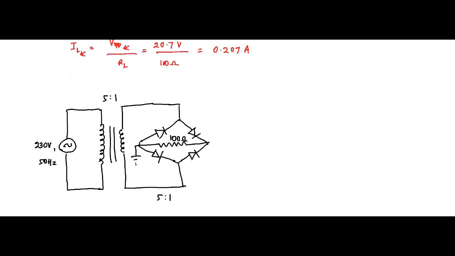So here also everything is the same. The supply voltage is the same, 230 volt, 50 hertz. Then the turns ratio is the same. So it means here also the maximum value of the secondary winding voltage will be the same, that is 46 root 2, which is equal to 65 volt.